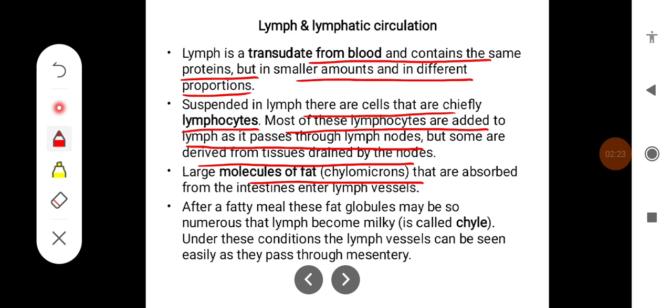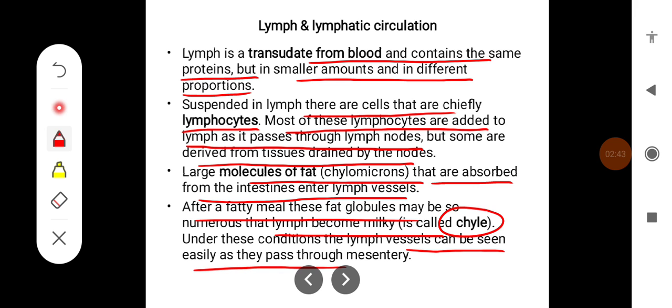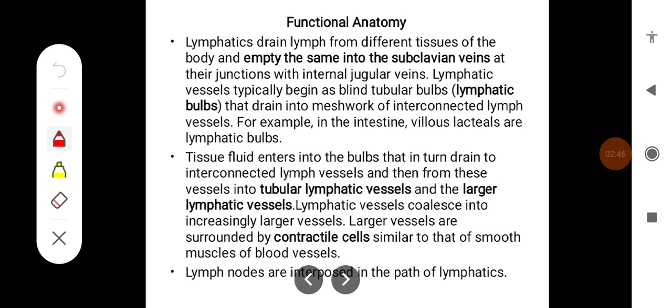Large molecules of fats, chylomicrons, are absorbed from the intestine. They enter into the lymph vessels. After a fatty meal, these globules may be so numerous that lymph becomes milky, which is called chyle. Under these conditions, lymph vessels can be seen clearly as they pass through the mesentery. The lymphatics drain lymph from different tissues of the body and empty it into the subclavian veins at the junctions with the internal jugular veins.